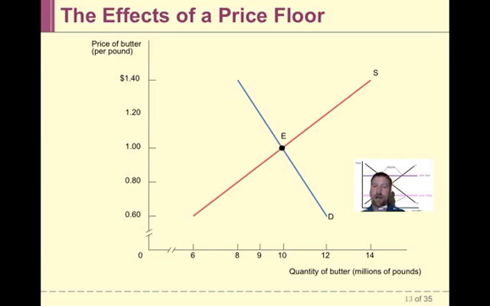As you can see here, it causes a surplus. If the price is higher than the equilibrium price, then producers will want to produce a lot of butter in this case. If the price goes up, consumers, they might find other alternatives. As you can see here, quantity demanded would go down. And that would cause a surplus of butter.